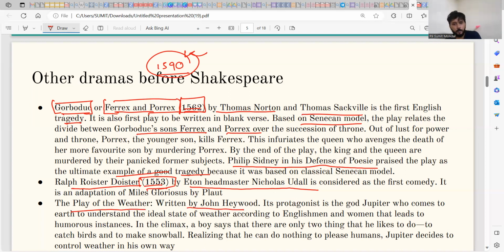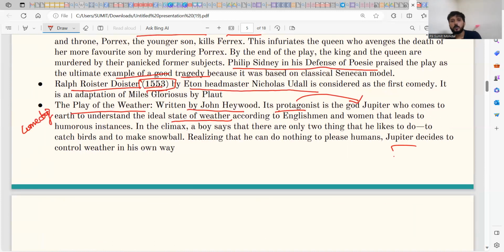It's very important, you need to remember the name of the protagonist. Basically the protagonist is the god Jupiter, so again it is based on the early pagan model, to understand the state of weather according to Englishmen and women. It was also humorous, so you can tag it as a comedy. And see the control of weather by the god. So the godly control that you can find as a very important seminal trope in the tragedy is reverberated in this play, this comedy.